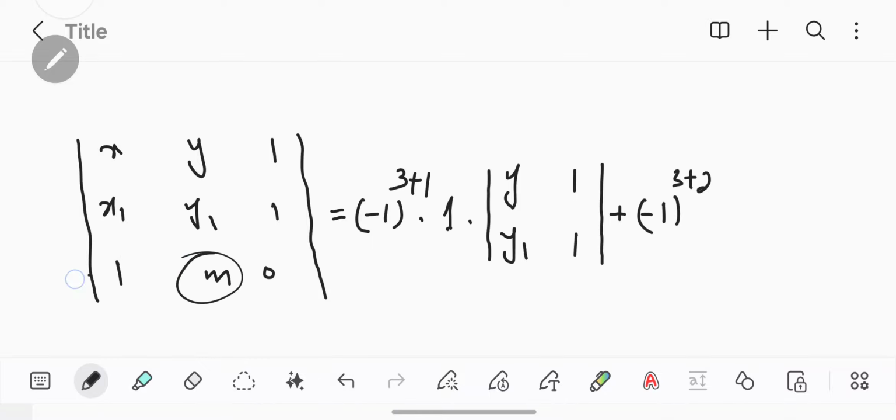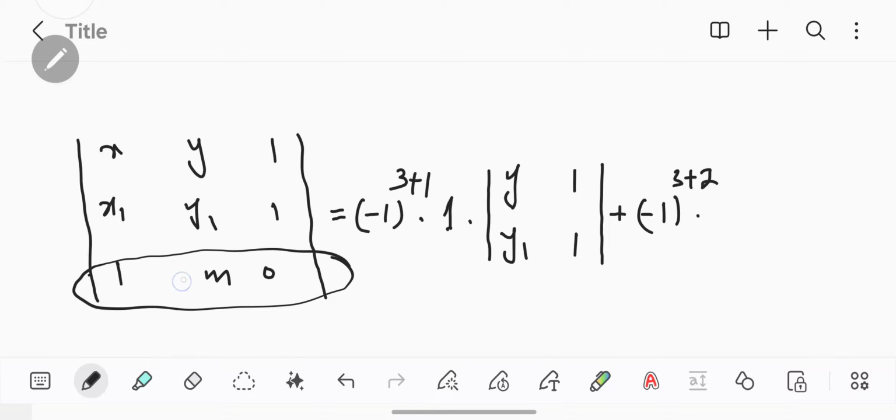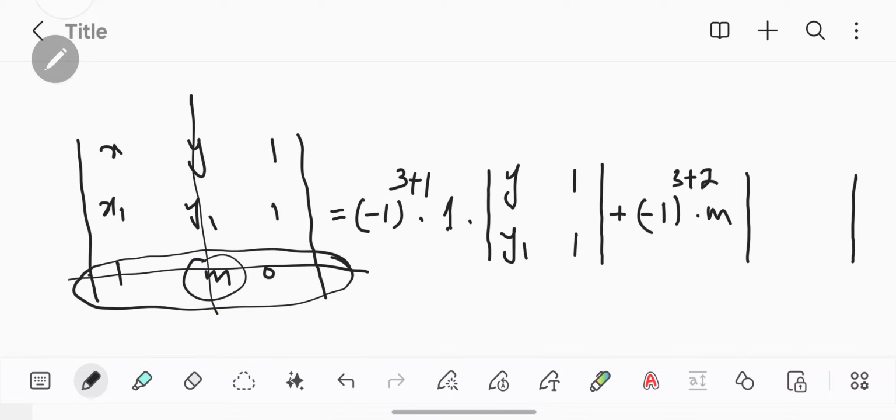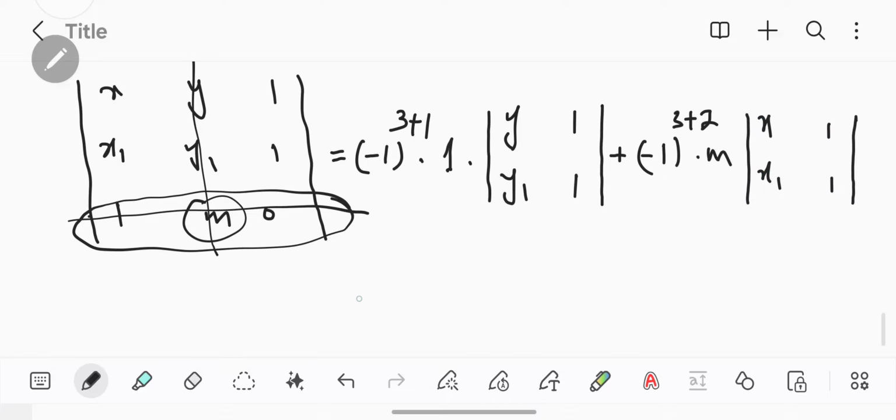Plus again minus 1 to the power 3 plus 2, because now I have to go towards this number as I am expanding the determinant along this last row. Since this number is in the third row and the second column, I have written minus 1 to the power 3 plus 2, times this element, which is m, times the determinant of the submatrix obtained by deleting this row and this column, which is x, x1, 1 and 1, plus minus 1 to the power.